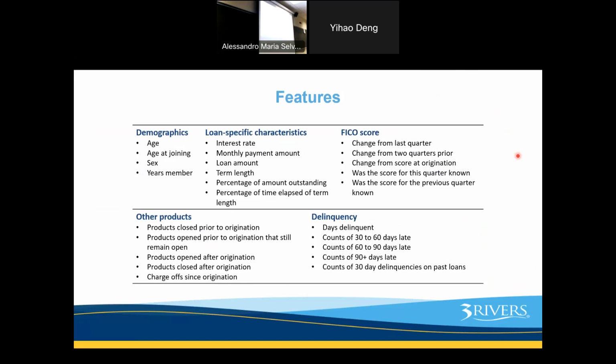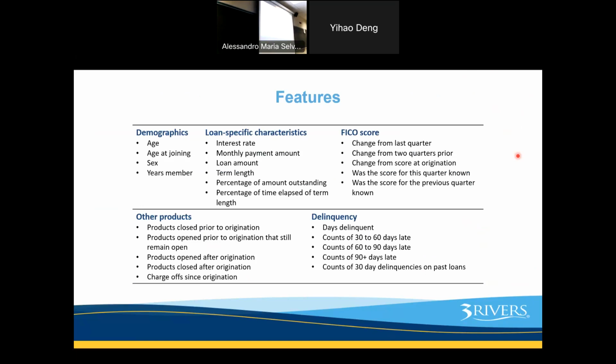There are three that aren't shown here. We also added binary features for what quarter it was, Q1, Q2, or Q3. So we had demographics: age, sex, how long they've been in Three Rivers. Loan-specific characteristics: interest rate, what was the amount, what proportion is still outstanding. FICO score: change from last quarter, change from two quarters ago, change from origination. Other products.